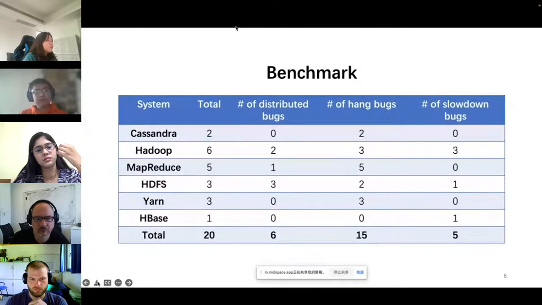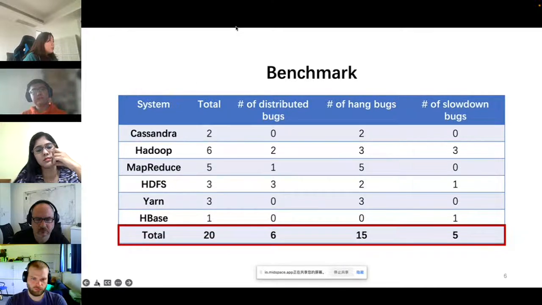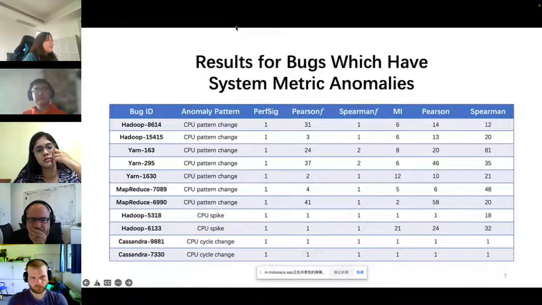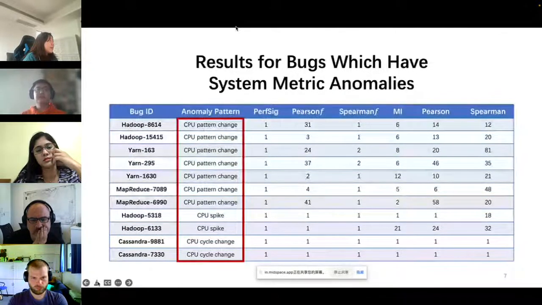We have reproduced 20 real performance bugs from 6 commonly used cloud systems. We can see 6 out of 20 reproduced bugs are distributed performance bugs, 15 bugs are hang bugs, and 5 bugs are slowdown bugs. For bugs which have system metric anomalies, PerfSig can identify 3 different anomaly patterns in 11 tested bugs.